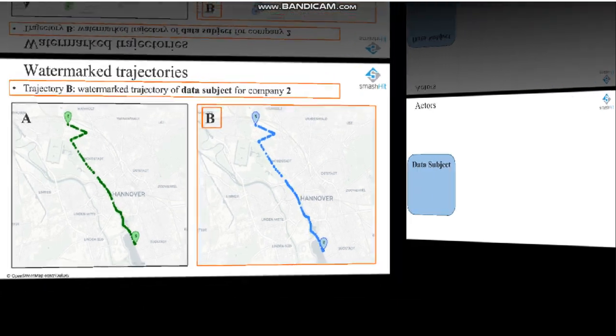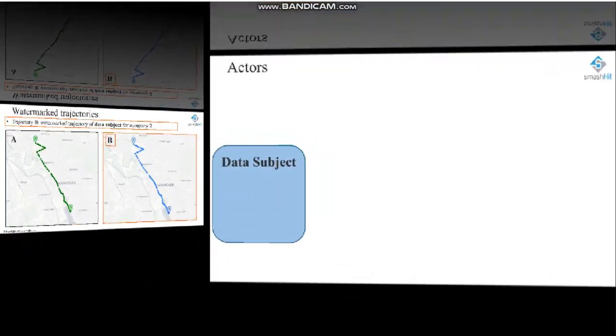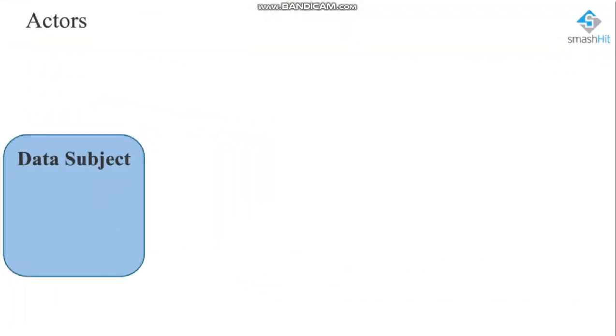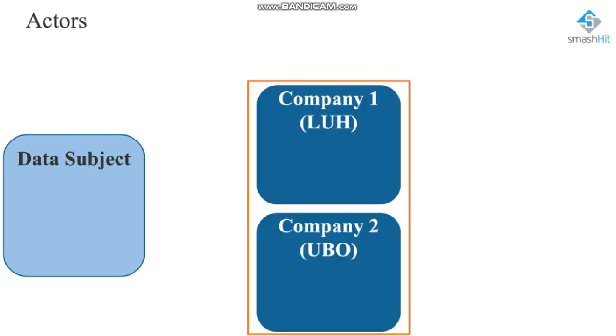As already mentioned, we have three actors. One data subject, that is the user who is sharing the trajectory, and two companies, that directly receive the user's trajectory and use it to perform some data analytics.